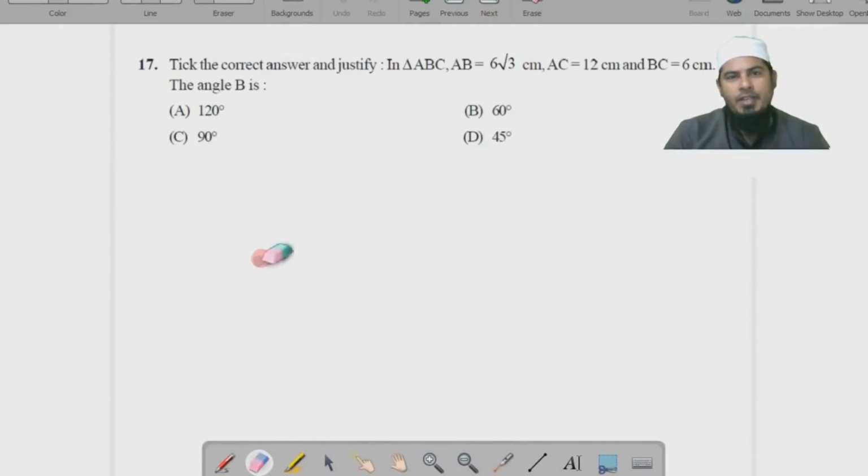Tick the correct answer and justify. In triangle ABC, AB is equal to 6 root 3 centimeter, AC is 12 and BC is 6. The angle B is whether these sides are making a Pythagorean triplet or not. If they are the sides of a right angle triangle, then we can check it out. Let us see whether Pythagoras theorem is applicable for this or not.